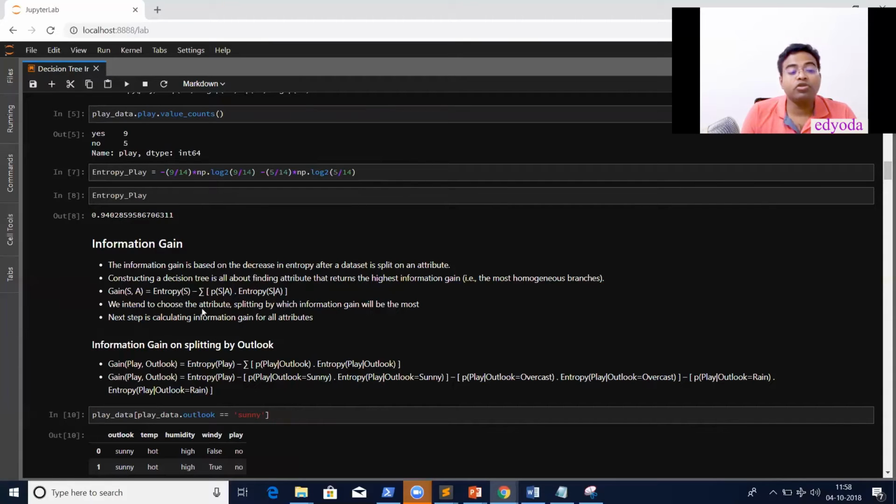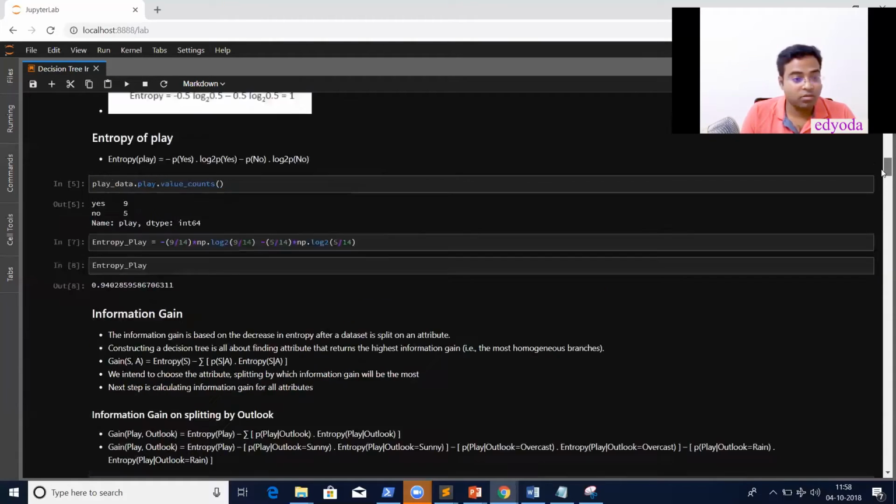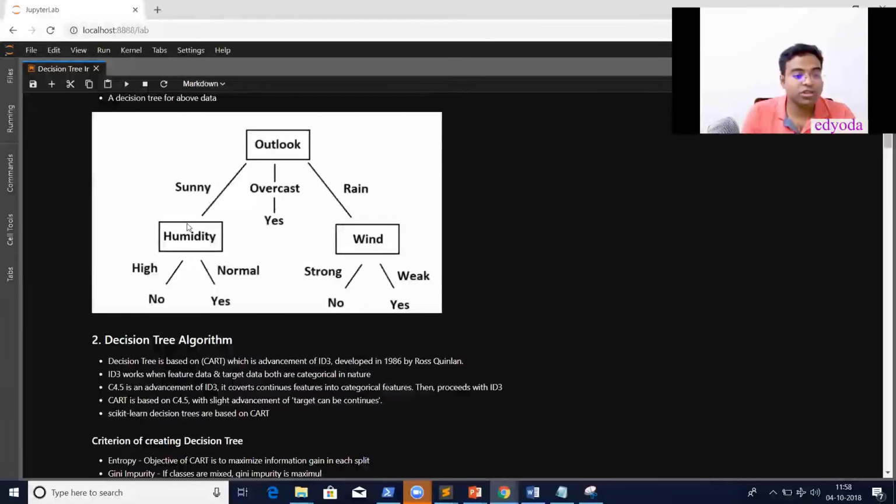We intend to choose the attribute that gives the highest gain. In the above case, it could have chosen outlook, humidity, or wind when it was creating the first node, but it chose outlook because on splitting based on outlook, the information gain was highest. So you have to maximize information gain of this node and minimize entropy of the subsets. That's the whole point.